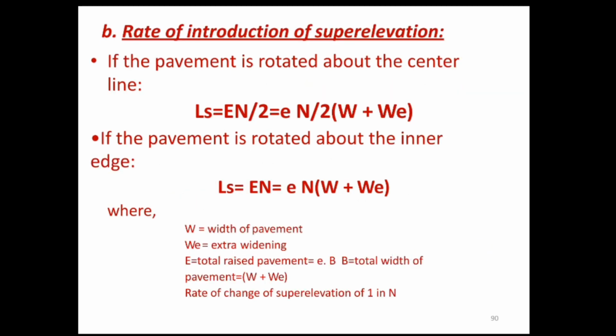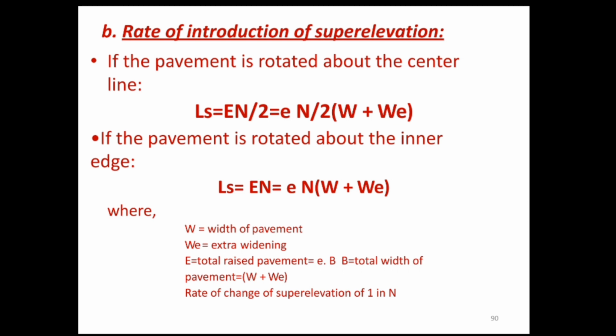The rate of introduction of the super elevation. It is not desirable to raise the outer edge of a pavement at a rate larger than 1 in 150. Hence, the length of the transition curve should be at least 150 times the total amount by which the outer edge of the pavement is to be raised with respect to the center line.